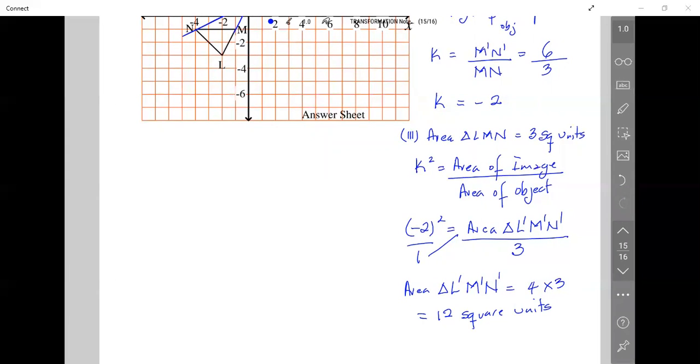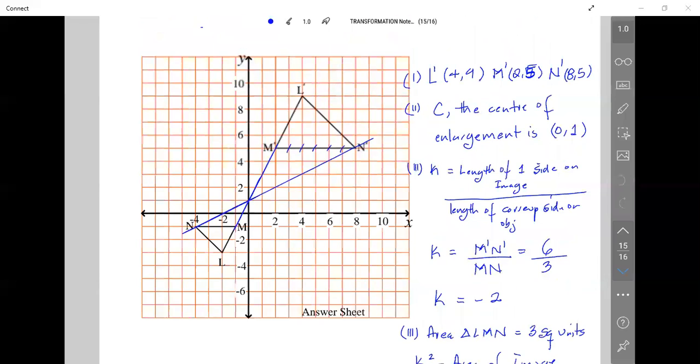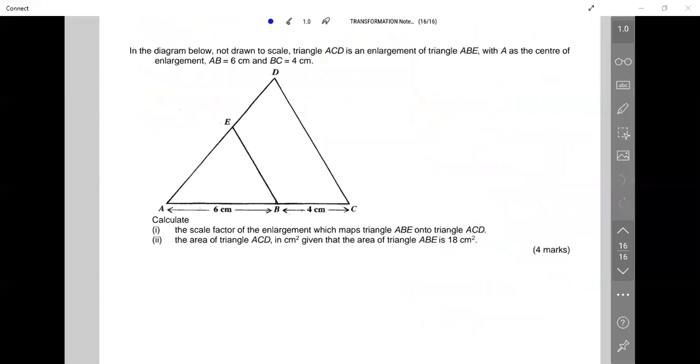Let us see what else is there. This is another interesting enlargement question. But I think I'm going to break the video here and then we'll come back to do this question.